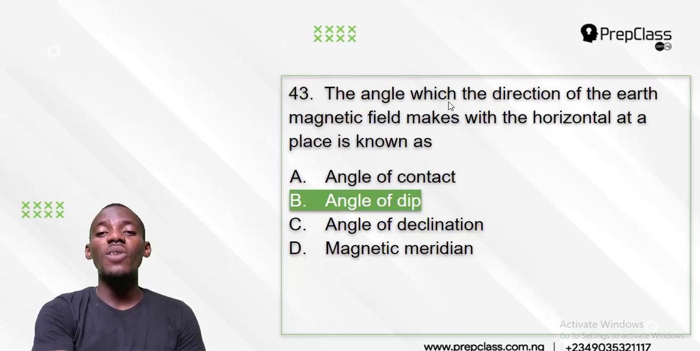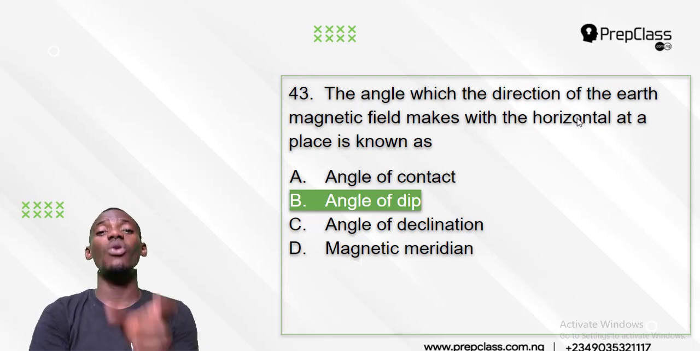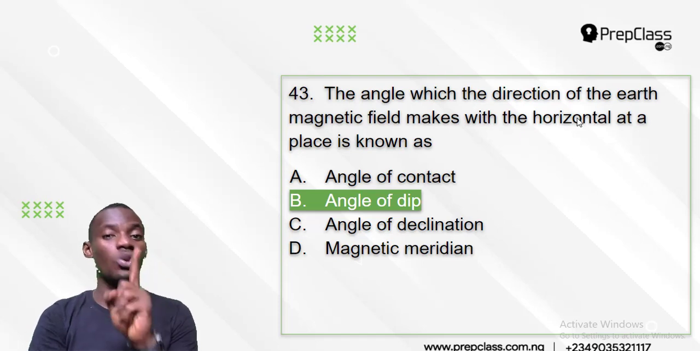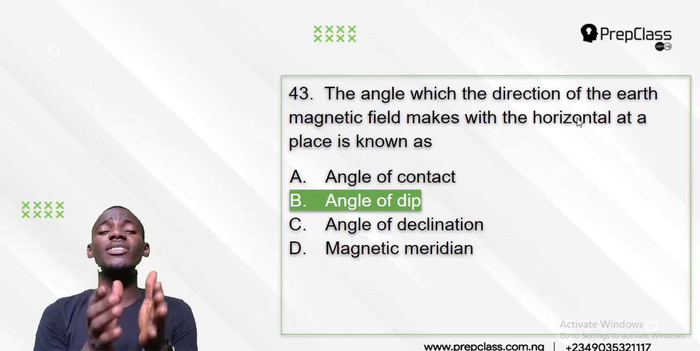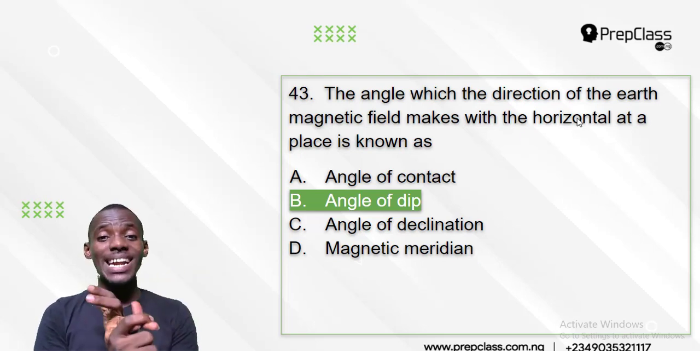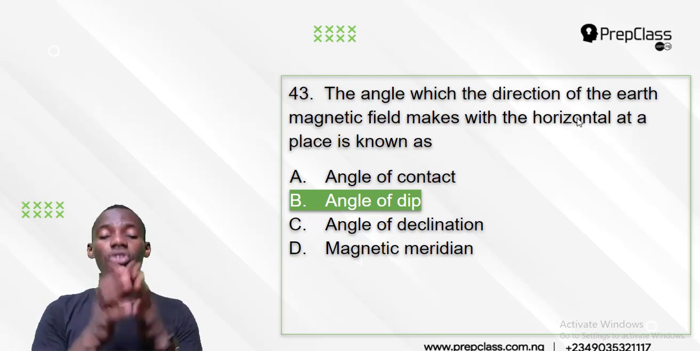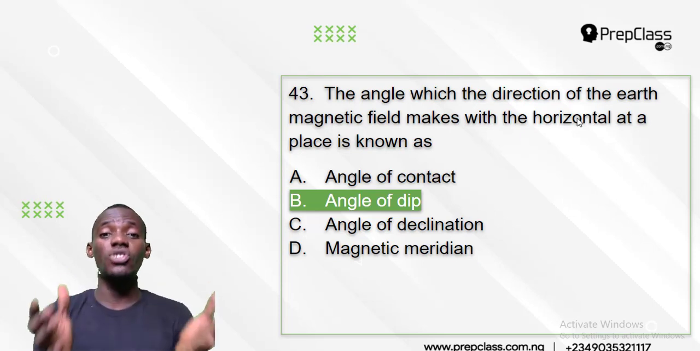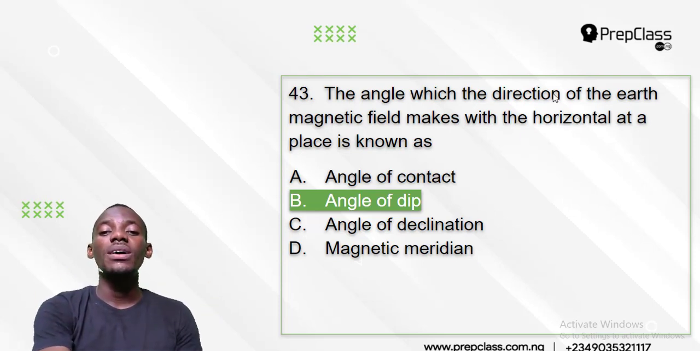The answer is angle of dip because it is the angle the direction of the Earth's magnetic field makes with the horizontal. So if it is horizontal, it is angle of dip. Please don't forget, because I have seen that many theory questions ask for these two things: angle of dip and angle of declination. They will just say, draw it and then explain it, define it. So if you cannot define it, you can't even draw it. So it is the angle of dip that is the answer to number 43.